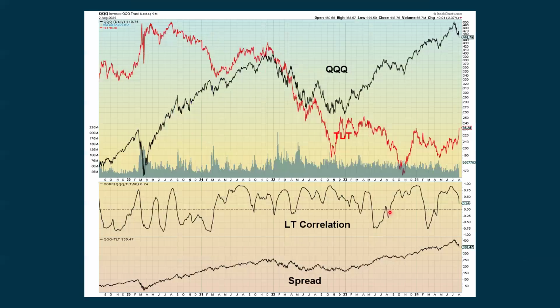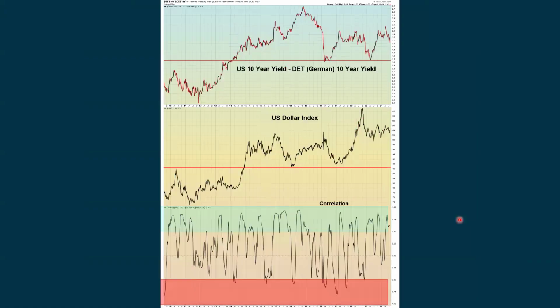We also look at the relationship between the Qs, the NASDAQ 100, and the long-term bond ETF. Qs going down, TLT going up, longer-term correlation going down. And then we look at the spread here, when we take the 10-year yield in the US and subtract the German 10-year yield, overall it's coming down, but US rates are still higher.